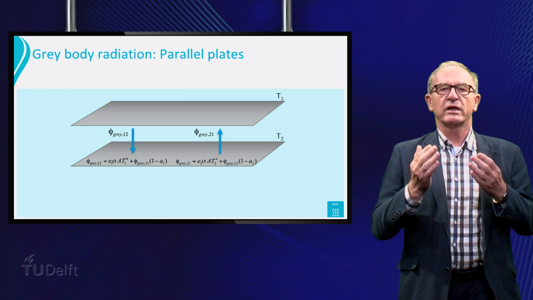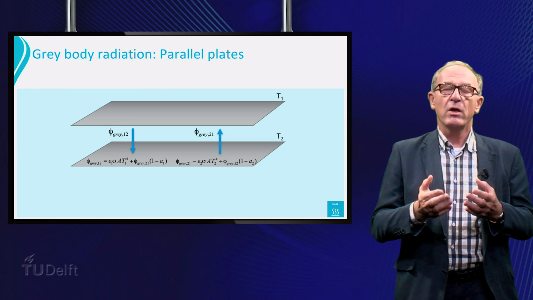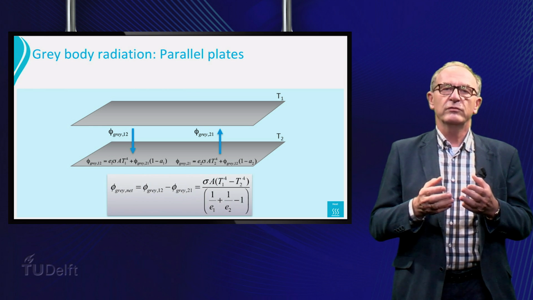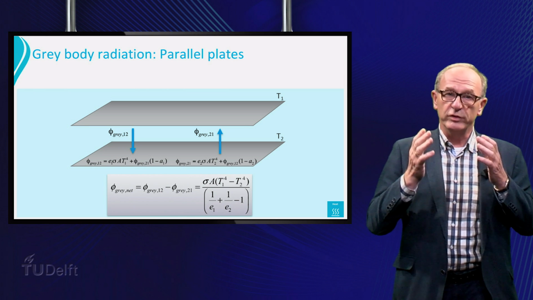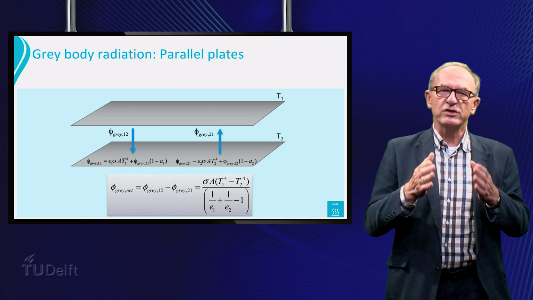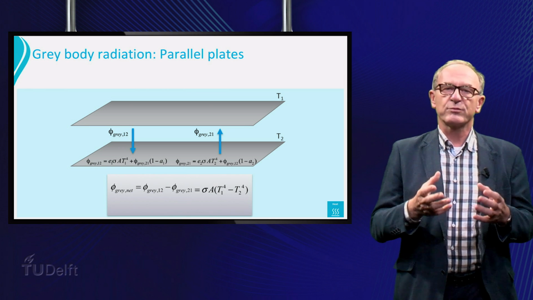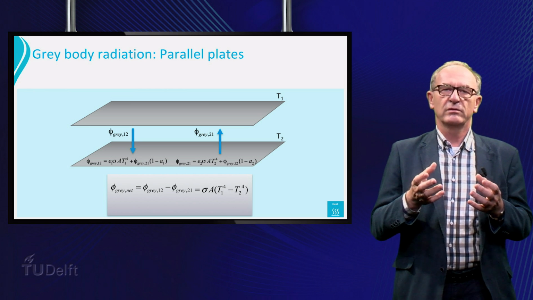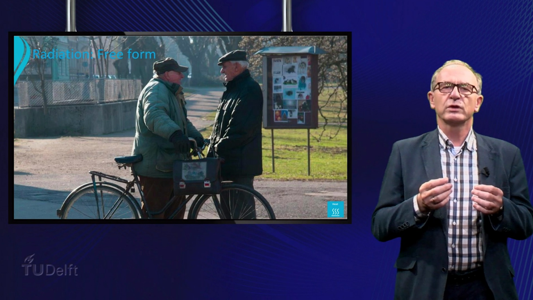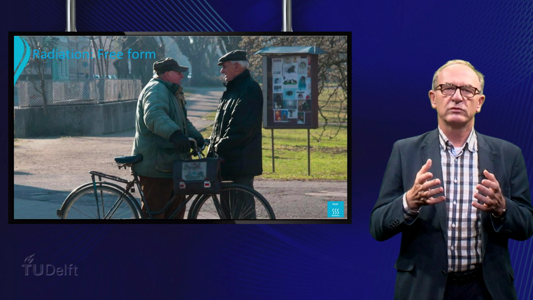If we now eliminate phi gray 1,2 and phi gray 2,1 and apply Kirchhoff's law, which states that in an equilibrium the emission and absorption coefficients are the same, we obtain the following expression for the net flow by radiation between the two gray surfaces. You can see that if the emission coefficient approaches the value of 1, we obtain the expression for black body radiation.